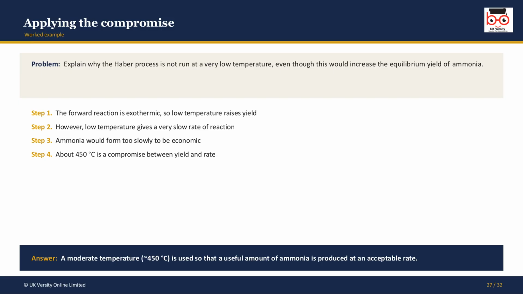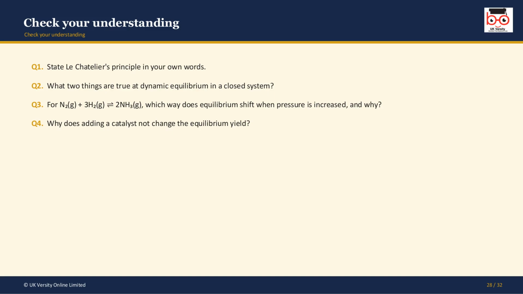Let's reason through the classic question: why isn't the Haber process run at a very low temperature, when that would boost the equilibrium yield? It's true that because the forward reaction is exothermic, a low temperature raises the yield, but a low temperature also gives a very slow rate, so the ammonia would form far too slowly to be economic. That's why about 450 degrees Celsius is used, a compromise that produces a useful amount of ammonia at an acceptable rate.